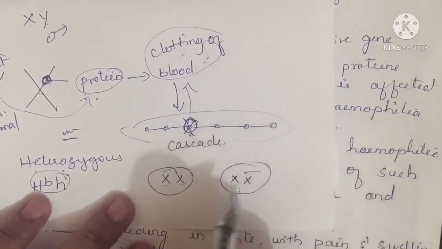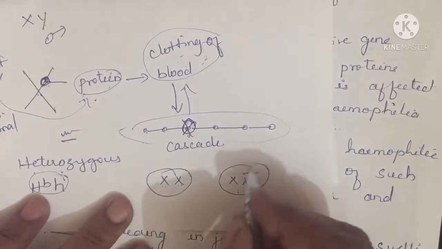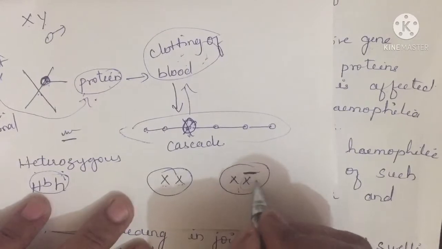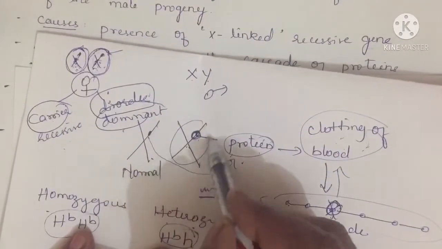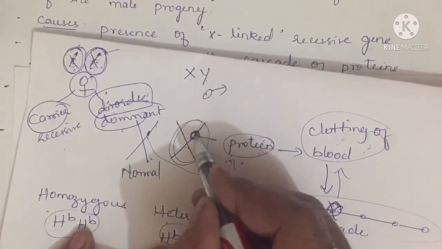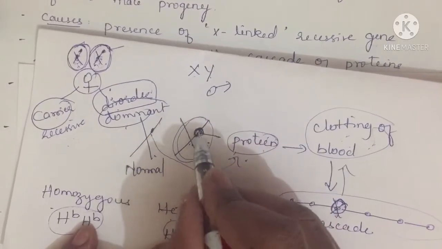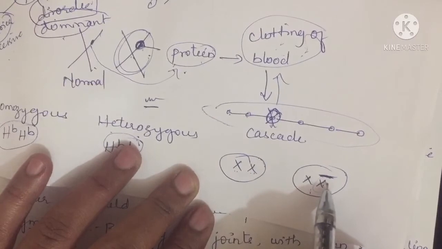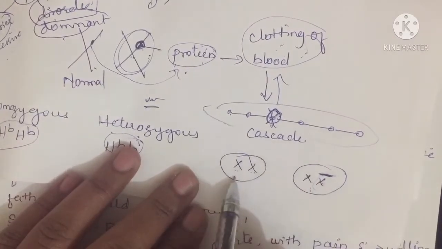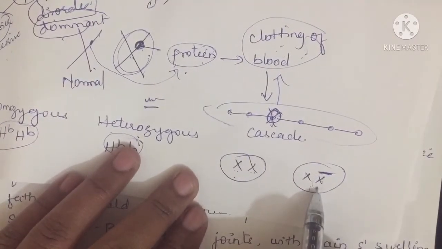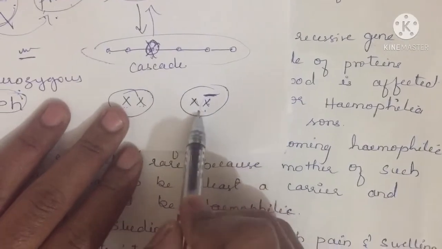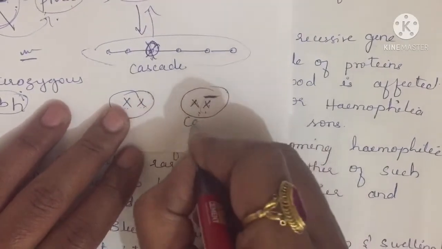How is it heterozygous? You can say both are X chromosomes. But I am showing a dash on it. What does this dash mean? This dash shows the defective chromosome. Some defective gene is present, and to show that, I shall use this X dash. So this one is homozygous and this one is heterozygous. This one is the heterozygous female, and she is a carrier.